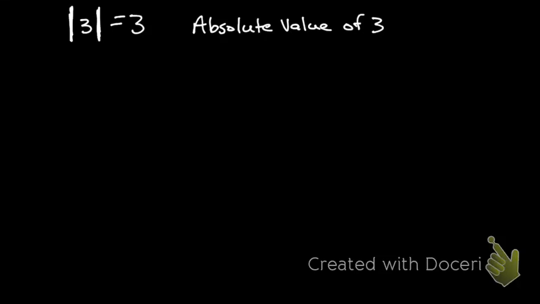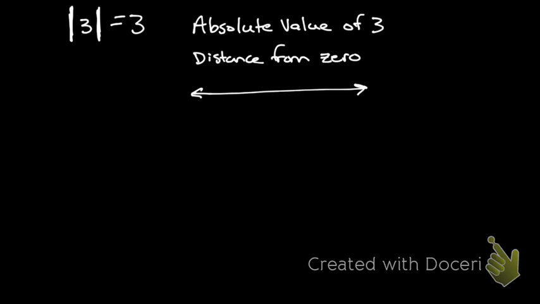Yeah, Dylan. It's how far what is from 0? What number? So distance from 0. So we're really looking at how far 3 is from 0. So if I think about it on a number line, if 0 is here and 3 is here, how far is it from 0? 3 spaces. So absolute value is really the distance from 0.